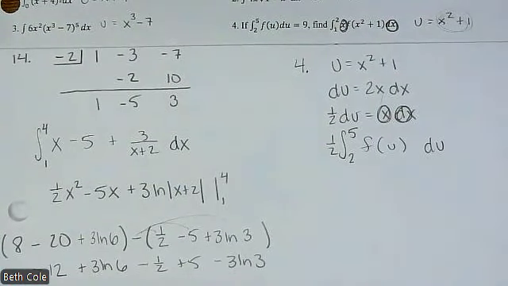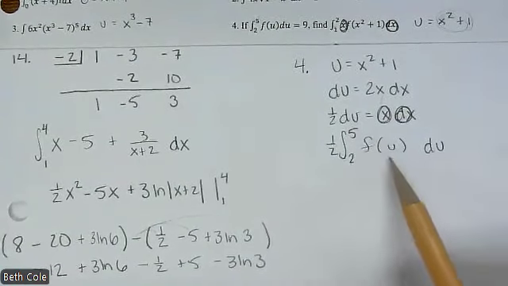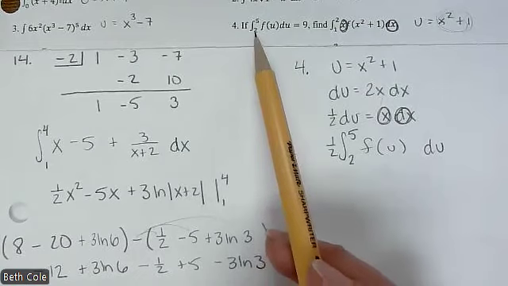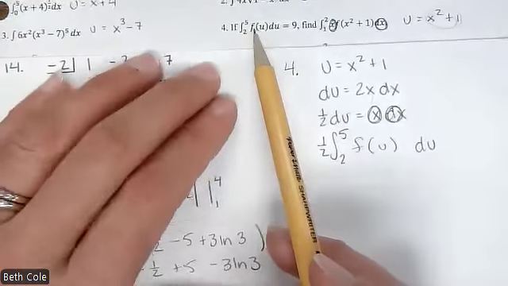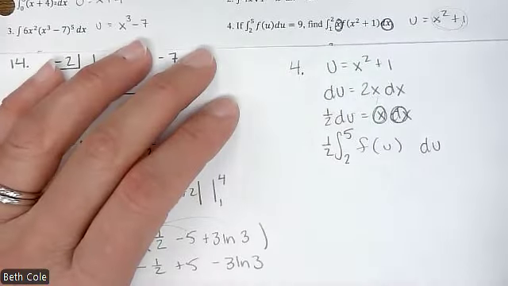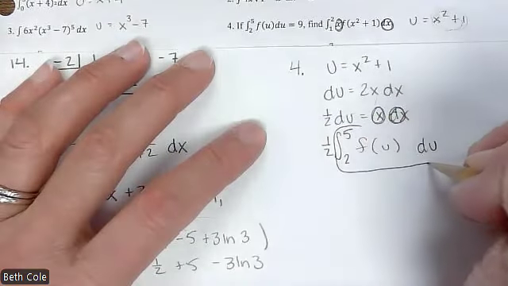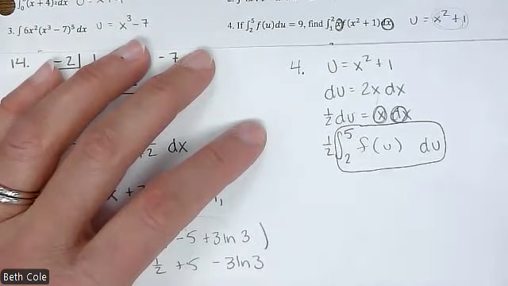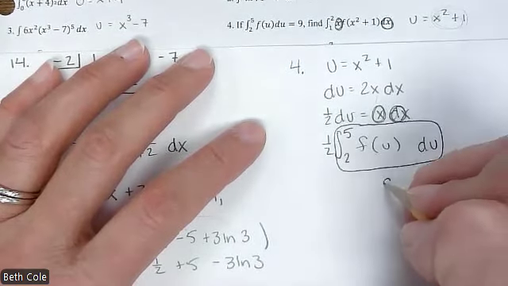And now I'm kind of out of steam because I can't do an antiderivative of something when I don't know what the function is. That's why we're gonna come back over here. And conveniently, do you see how this is integral 2 to 5 of f of u du equals 9? So all of this that I'm putting the box around, that's all 9. And so it's just 1/2 of 9.